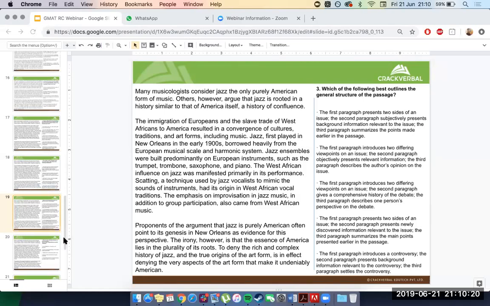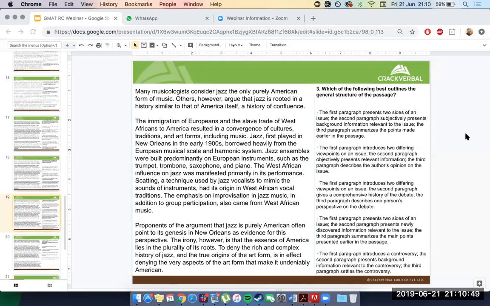If we take a look at E, the first paragraph introduces a controversy. Okay, so you could say it's a controversy, right? As we always said, err on the side of caution. I don't think this is controversial, but there's two differing viewpoints. Yeah, let's say it's controversial. Why not? The second paragraph presents relevant background information. Absolutely, it does present relevant background information. The third paragraph settles the controversy.